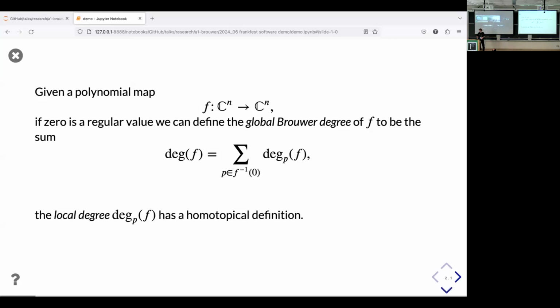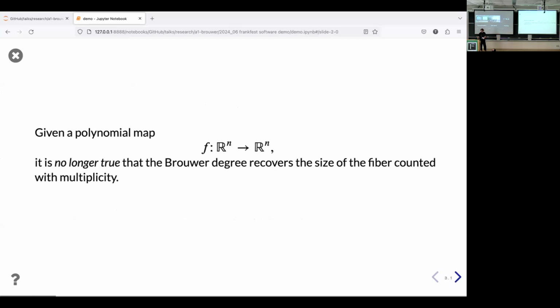And what we might know this as is something slightly different, which is the intersection multiplicity of the component functions of f. What this is picking up for you at a local point p is how the hyperplanes corresponding to f1 through fn are intersecting with some multiplicity. And now if I do this sort of thing over the reals and I look at the Brouwer degree, it's no longer true that I'm computing the size of the fiber counted with multiplicity.